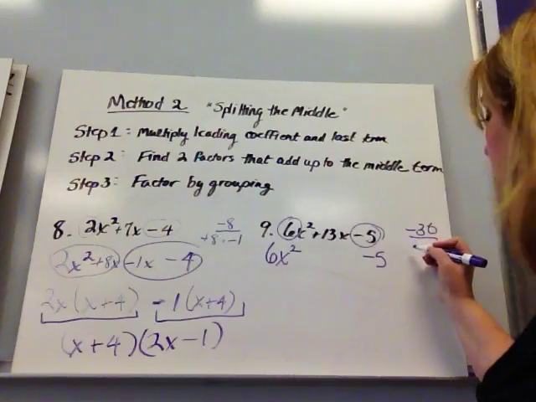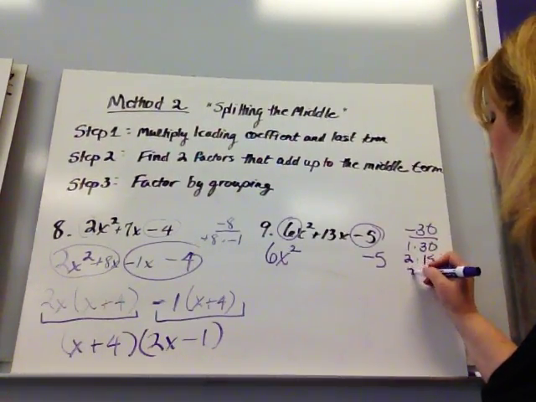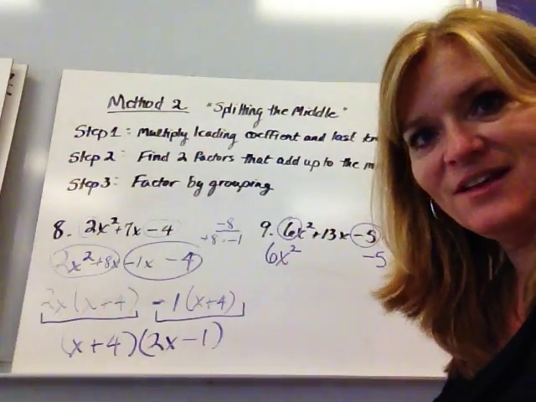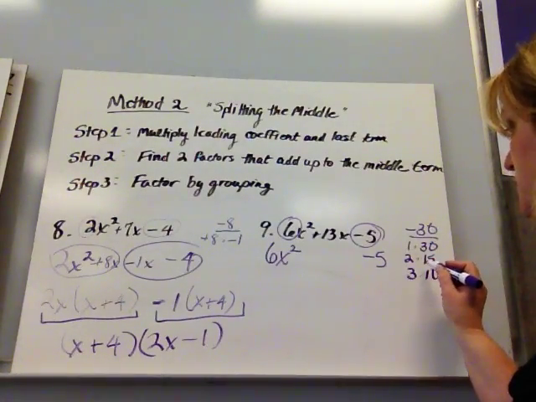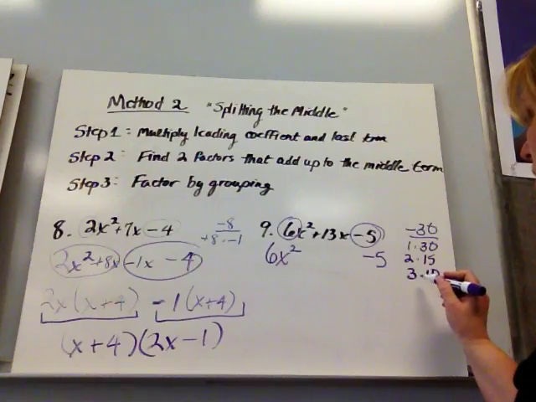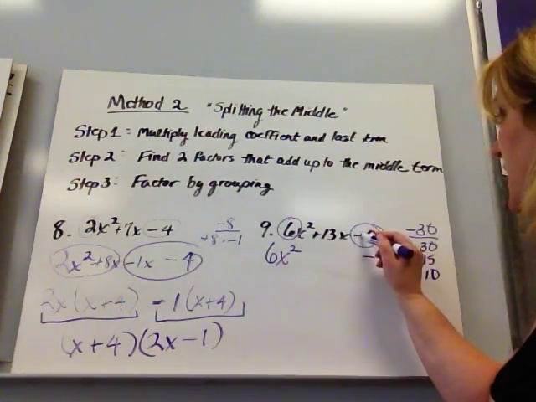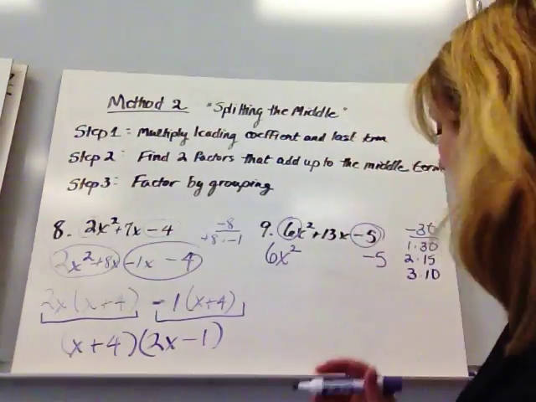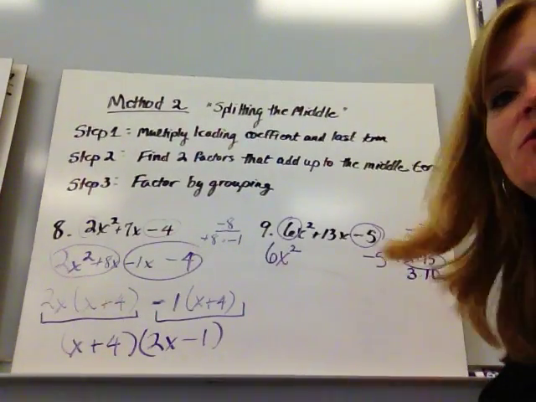Well, you could do 1 times 30, 2 times 15, 3 times 10. Now, here's where I'm a little confused. Because if I look at this and say, oh, I could have 2 times 15. If I subtracted those two, I'd get a 13. Or here, if I added those two, I'd get a 13. You have to look at it. It's a negative 30, so you have to have one of the signs different. So I'm going to have to use this, and I'm going to call it plus 15 and a minus 2.